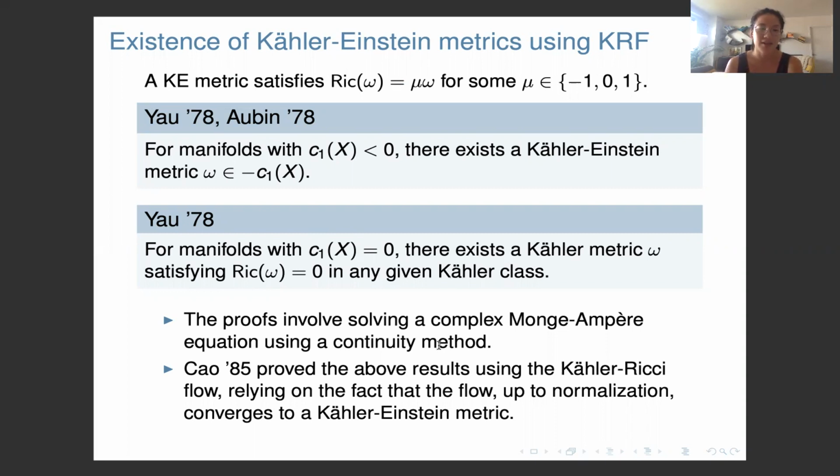But then, in 1985, Cao came and reproved these results using the Kähler-Ricci flow, relying on the fact that the flow up to normalization converges to the Kähler-Einstein metric. And as maybe it wasn't super obvious, when considering the normalized Kähler-Ricci flows, you see that their fixed points are in fact Kähler-Einstein metrics.